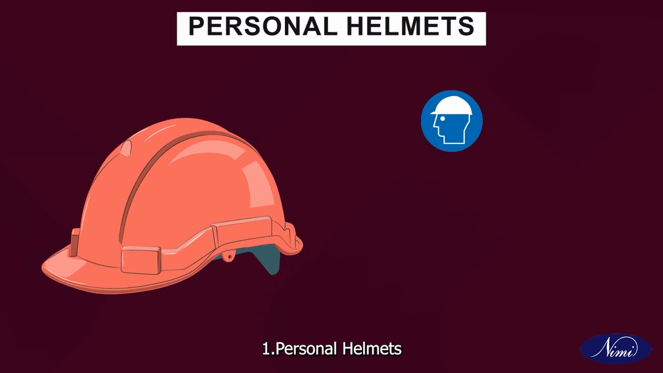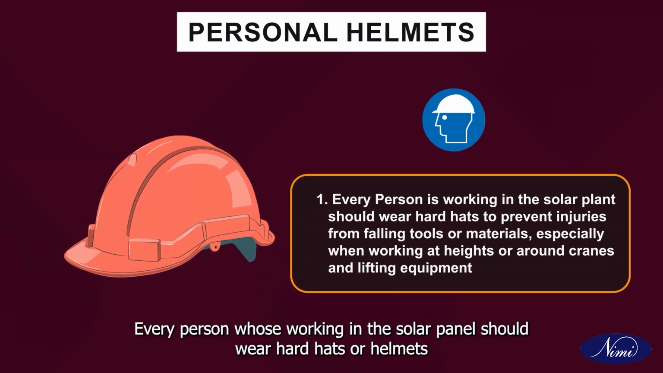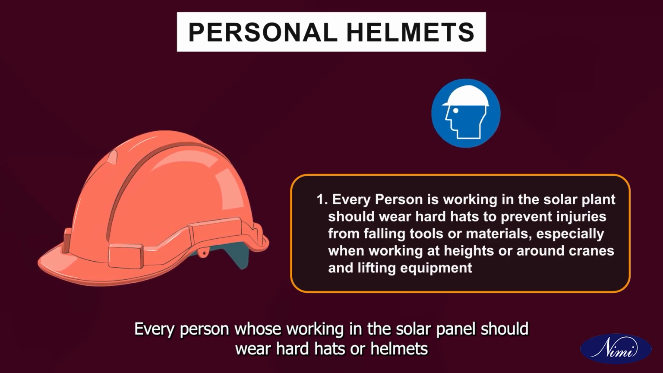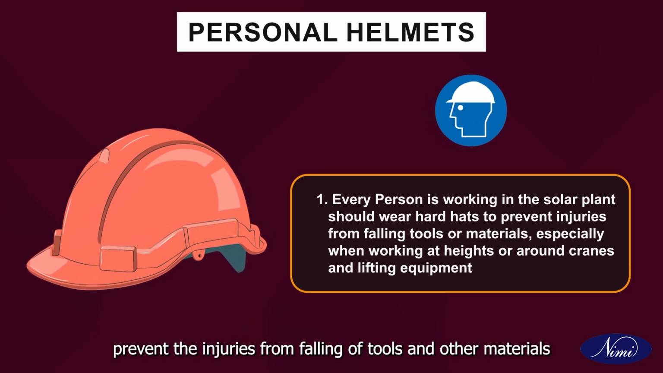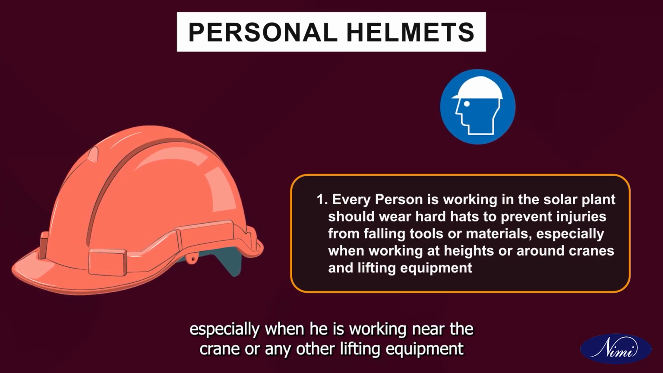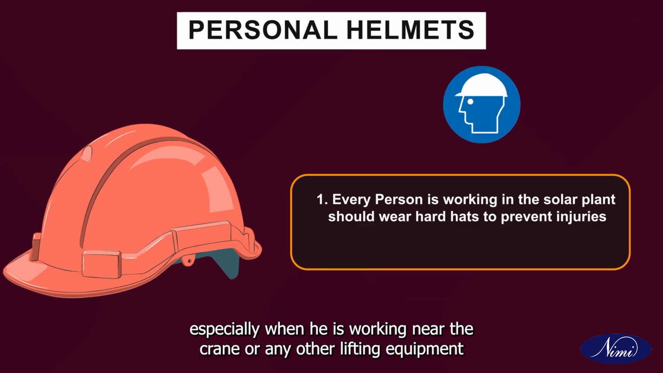Next we will talk about personal protective equipment. In that, number one is the safety helmet. Every person who is working in the solar plant should wear a hard hat or helmet to prevent injuries from falling tools and other materials, especially when working near the crane or any other lifting equipment.